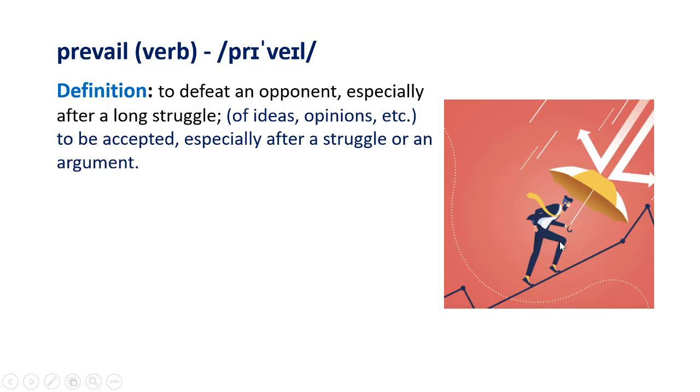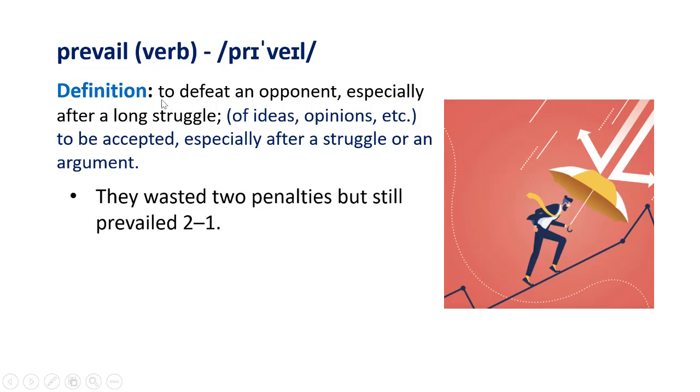You can see that he prevails over the circumstances he meets on his journey, so that's why he can keep going forward. And we have an example for the first meaning, to defeat an opponent, especially after a long struggle. They wasted two penalties but still prevailed 2-1. For this example, we can use it in a football game.